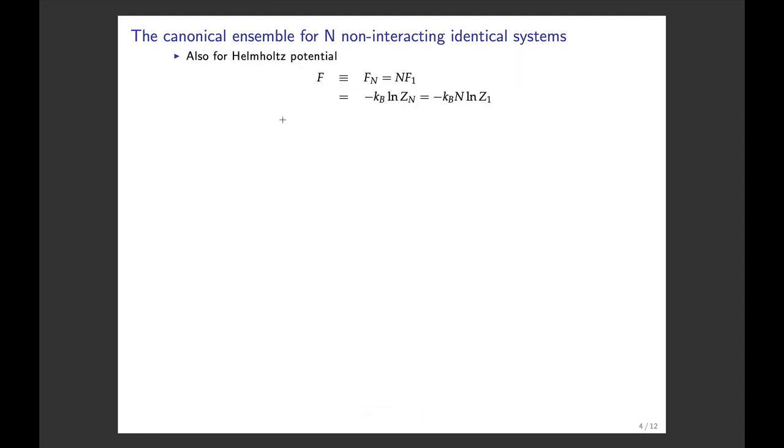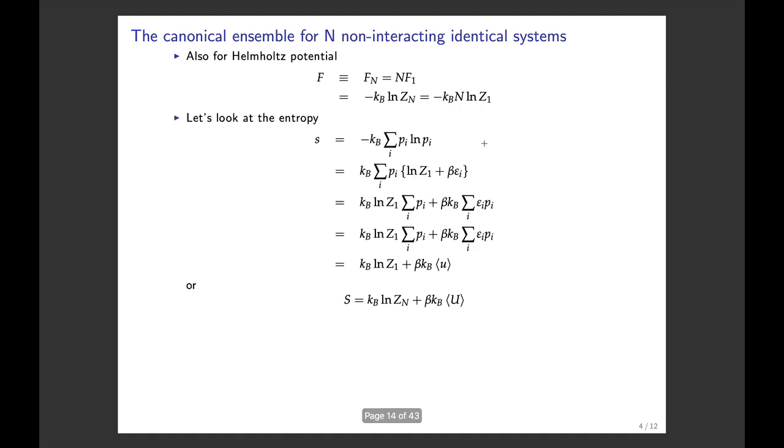And we can also see this for the Helmholtz potential. We'll just call it F, we'll drop the subscript here, but F sub n is just n times the free energy of one system, a system of a single system with r levels. And so we can write that this way, of course.